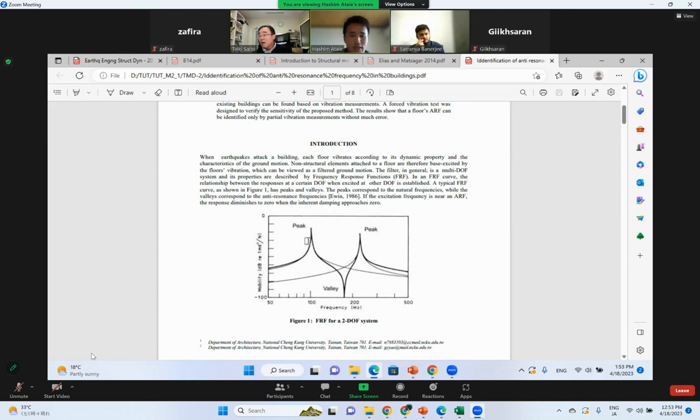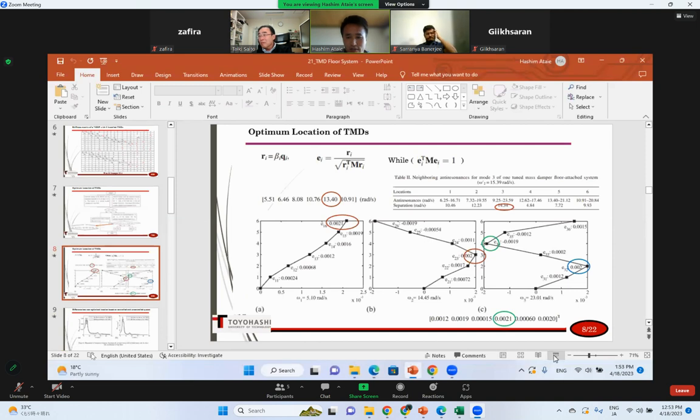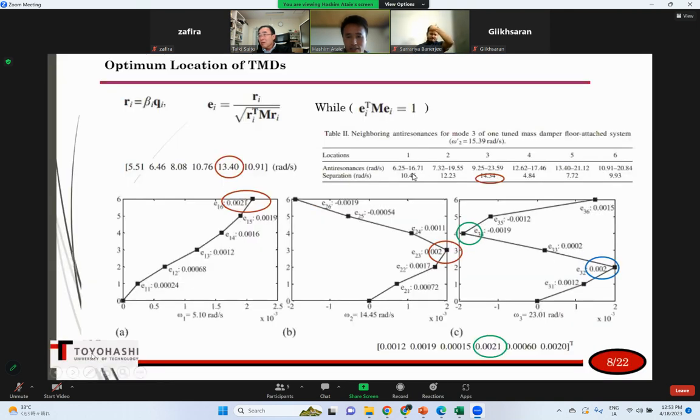So each frequency of the first mode shape and second mode shape has 2 anti-resonant frequencies on both sides. The difference of those 2 frequencies is the separation of anti-resonant frequency, which is calculated here. When the separation is the largest, for example here the third floor, it is considered the location of TMD.